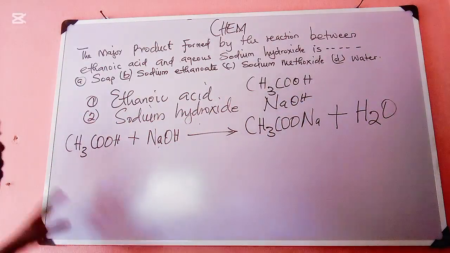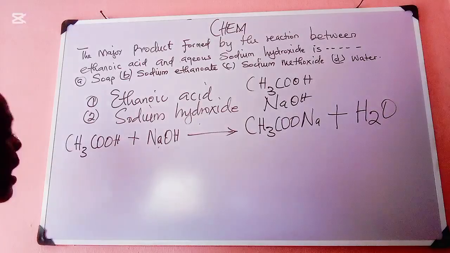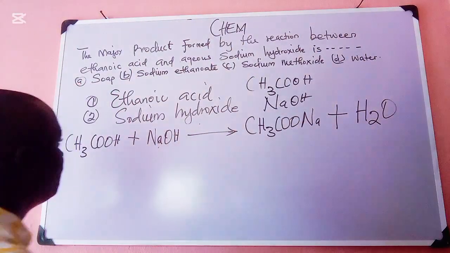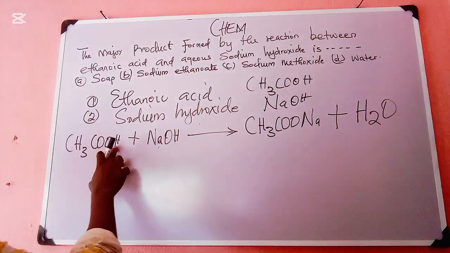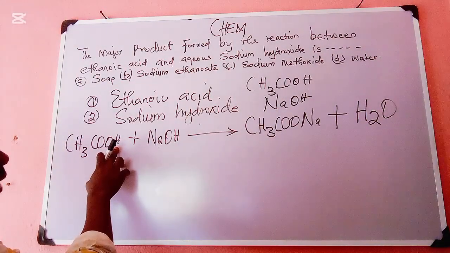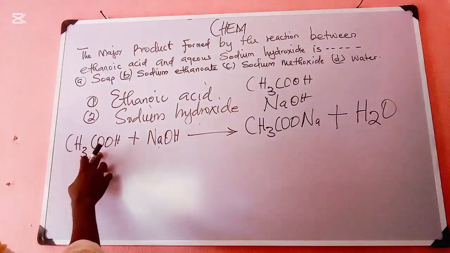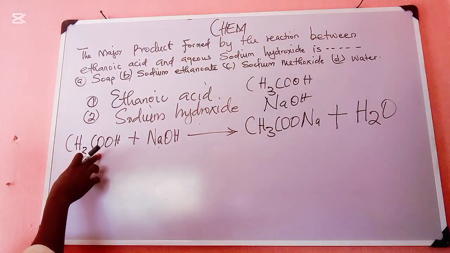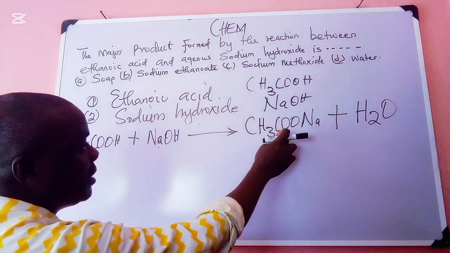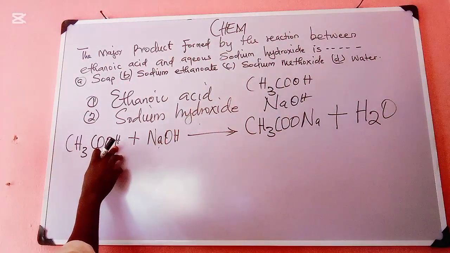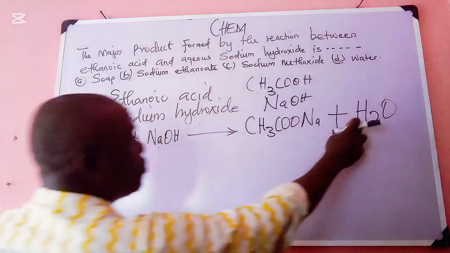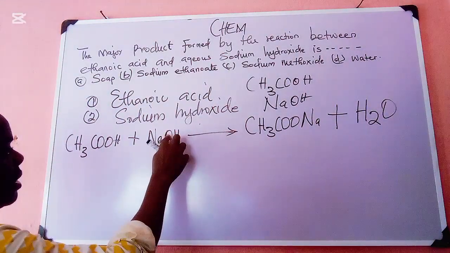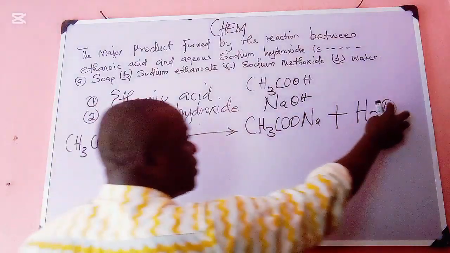So let's look at our equation to see whether it is balanced. We have one sodium here and one sodium here. We have the ethanoate, which is this, and which is this. Then we have hydrogen 1 and hydrogen 1 here, which is 2. Then the O here is from the hydroxyl group, which is this.